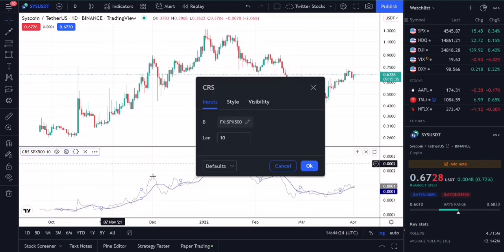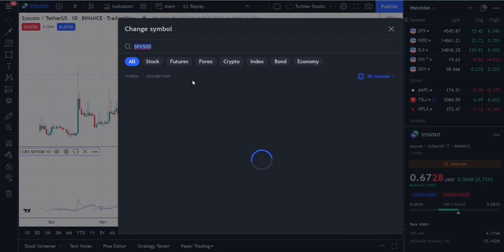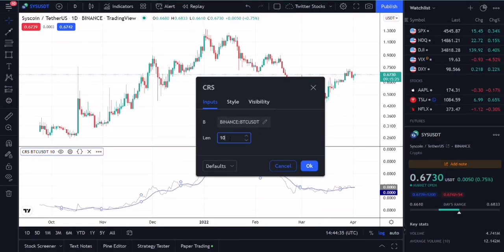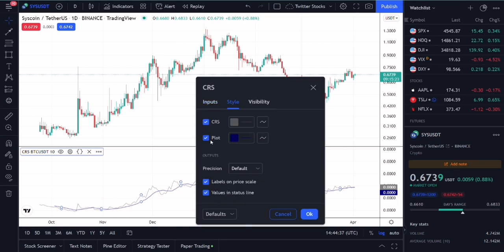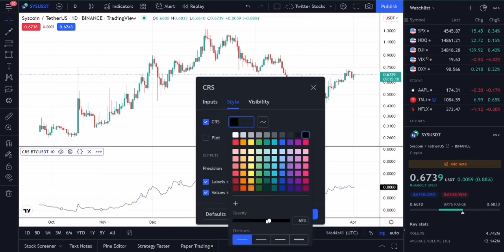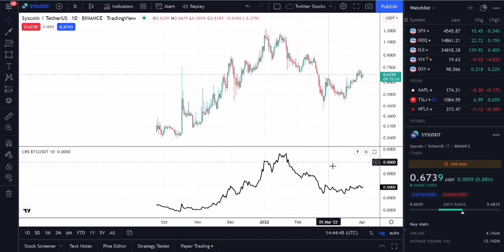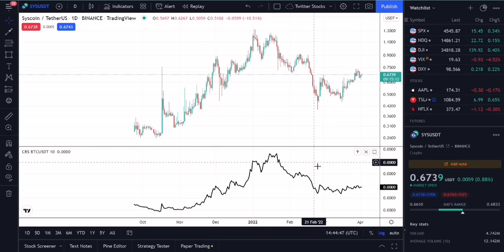Now we have a few things that we need to fix over here. One is that as of now, the denominator is the S&P 500. We need to make sure that it's BTC, and that's about it. Let's take away the plot and let's make this okay. So alright, so what's the relative strength line.